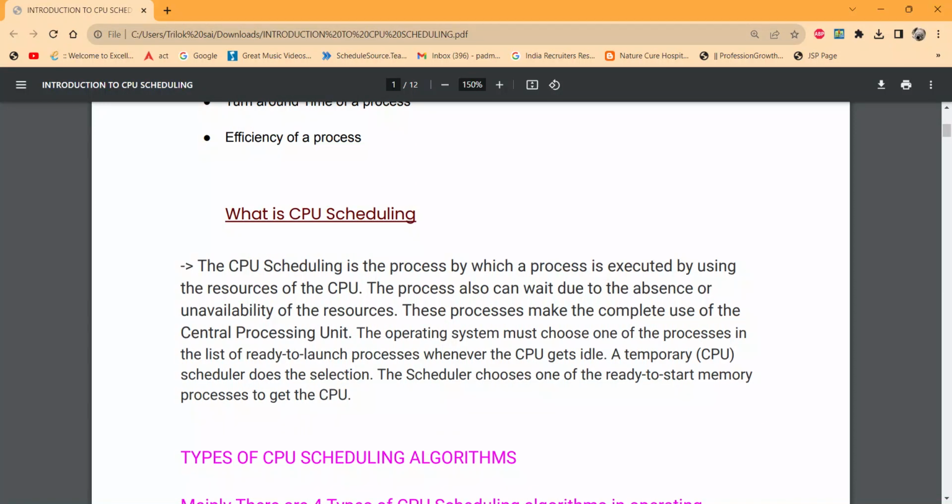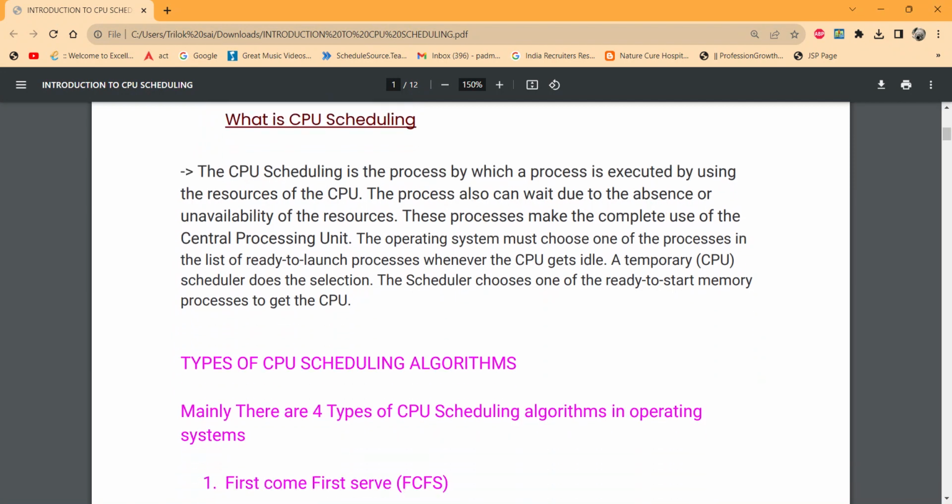The operating system must choose one of the processes in the list of ready to launch processes whenever the CPU gets idle. You call a particular operating system an efficient operating system only when the CPU is in continuous process. It is in no way idle. A short-term CPU scheduler does this selection. As I have told you, the process from the ready state will be picked up and sent into the run state with the help of a short-term scheduler. The scheduler chooses one of the ready-state processes to get into the CPU.